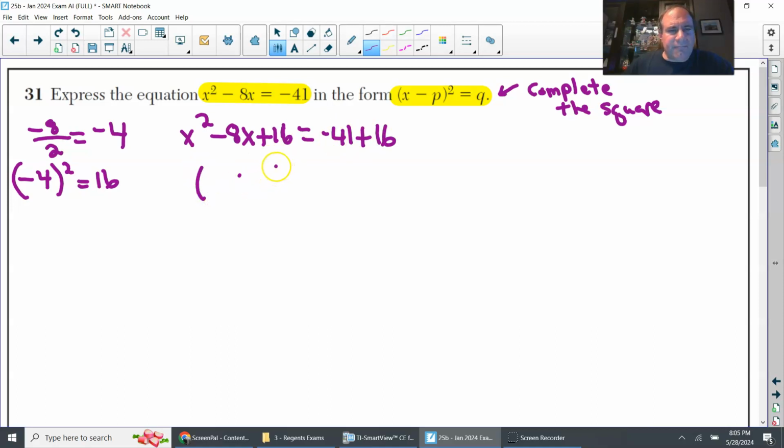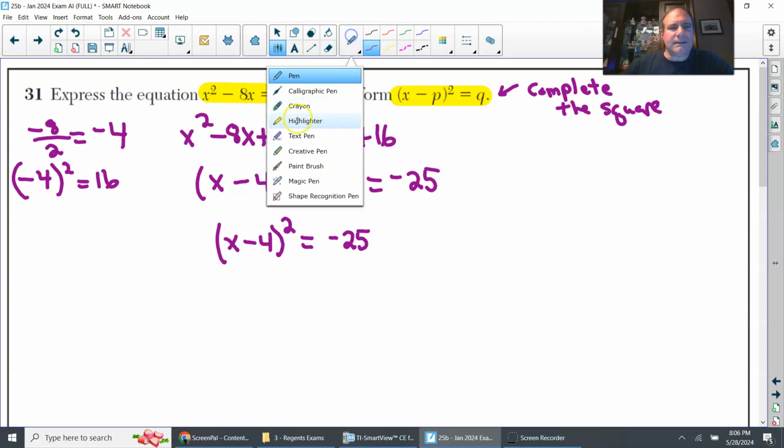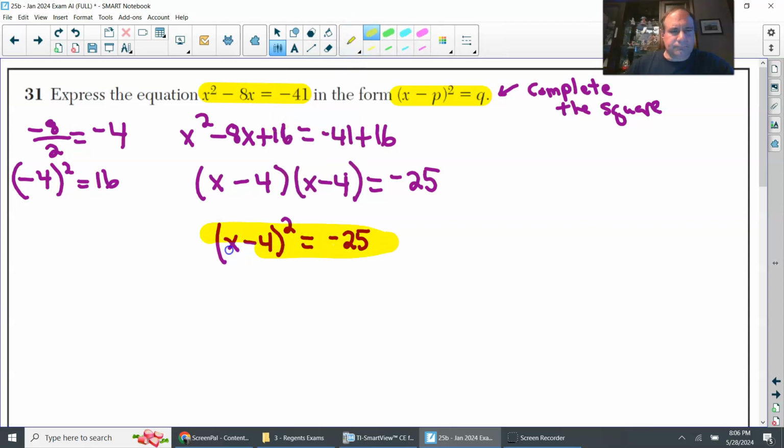So I need that format, so I'm going to go ahead and put x minus 4 times x minus 4 equals negative 41 plus 16 is negative 25. And then I'm going to have x minus 4 squared equals negative 25. And that's my final answer because they want it in this format. And that's it.